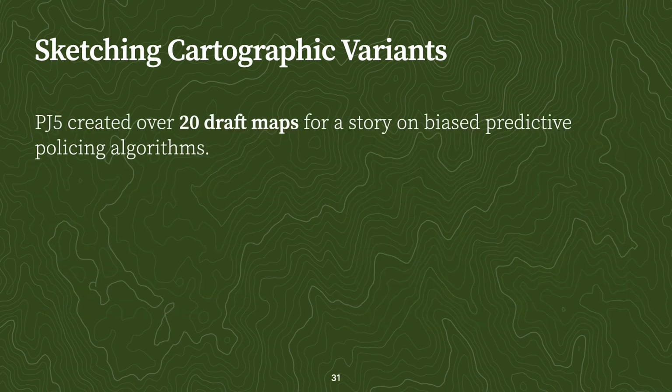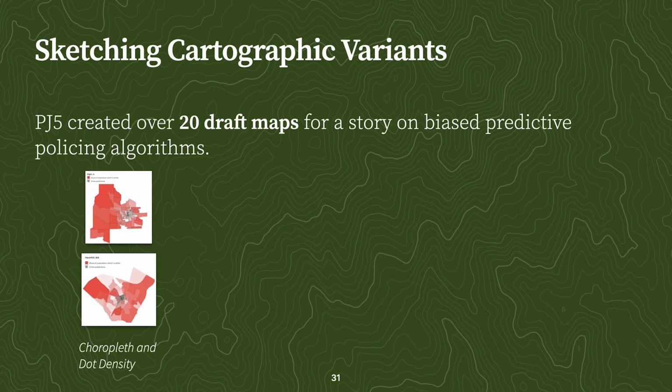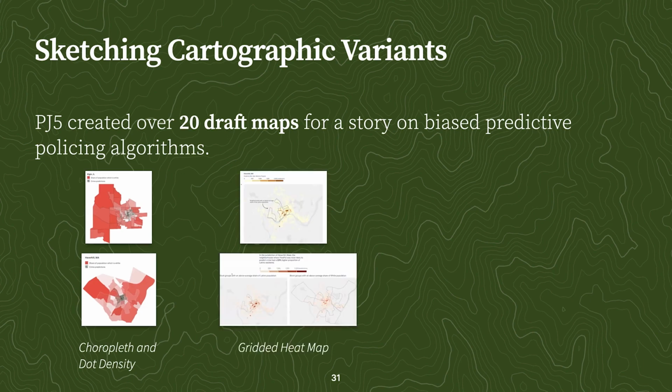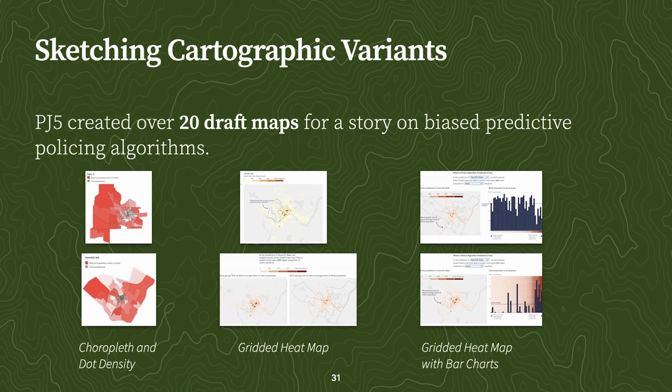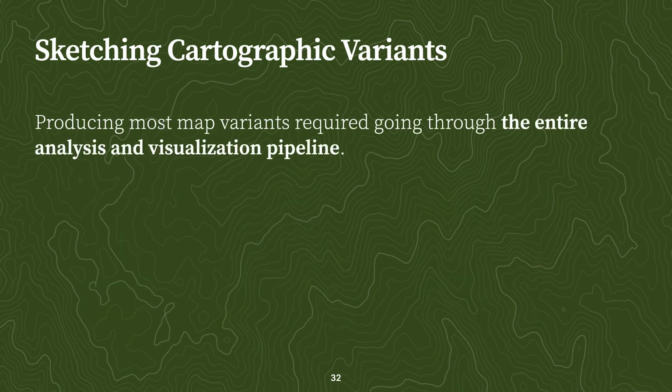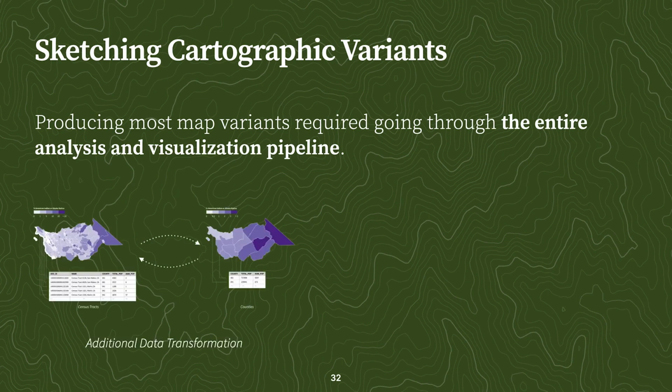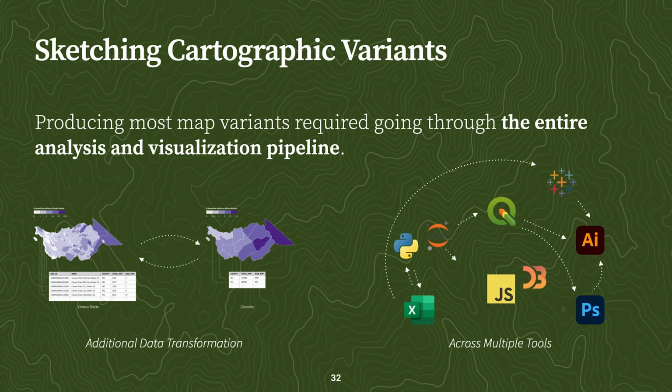For example, participant J5, a data journalist, created over 20 draft maps for a story on biased predictive policing algorithms. They experimented with choropleth and dot density representations, gridded heat maps, and maps combined with visualizations like bar charts before reaching a final design. However, this exploration was time-consuming. A key reason is that producing most map variants required going through the entire analysis and visualization pipeline, which involved applying additional data transformations and shuffling data across code, GISs, and design software.